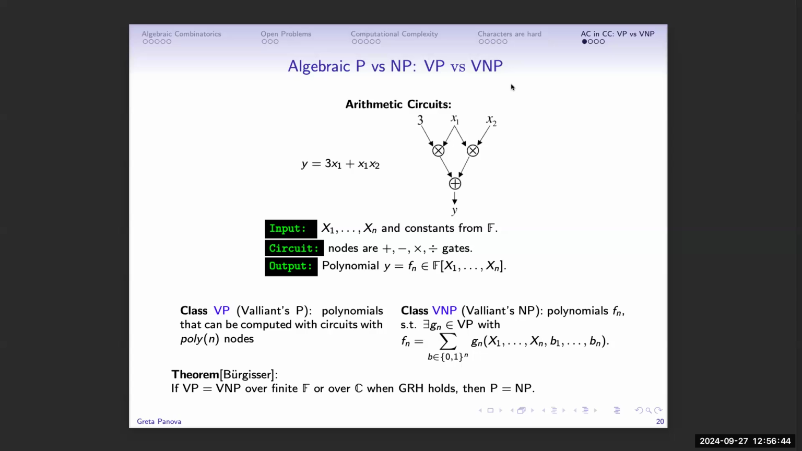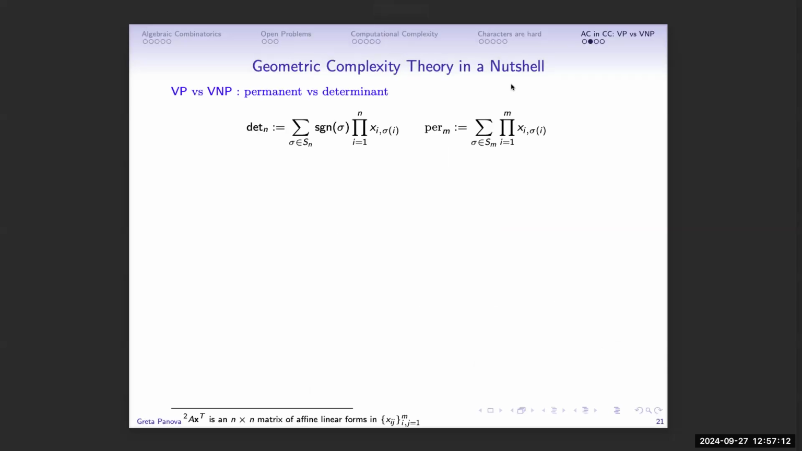So that's too many conditions. But in the other direction, it's not quite clear. If VP is not equal to VNP, you can't really say that P is not equal to NP. So it's a little bit weaker statement. But again, we believe that VP is not equal to VNP, and this is still one major open problem.